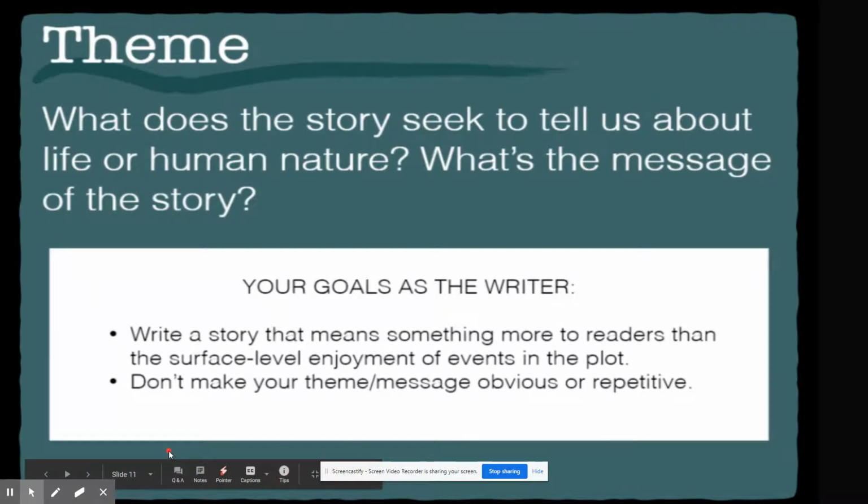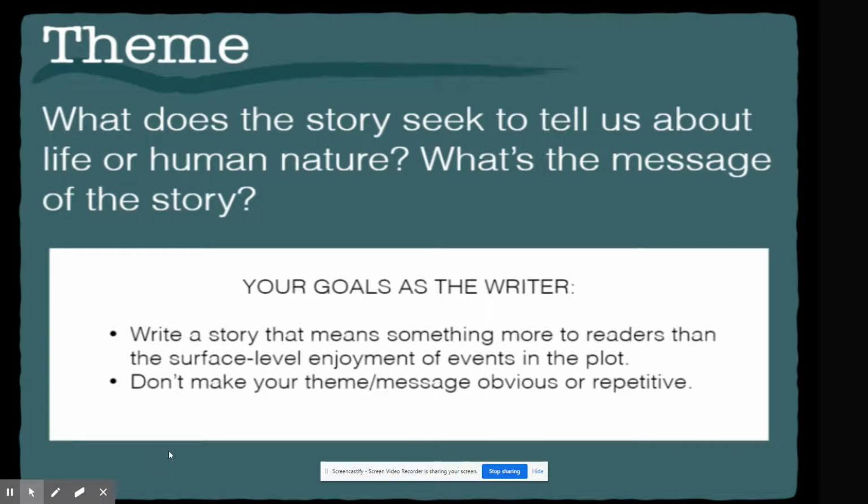Now, a theme is common in all narratives. A theme is, what does the story seek to tell us about life or human nature? What's the message of the story?